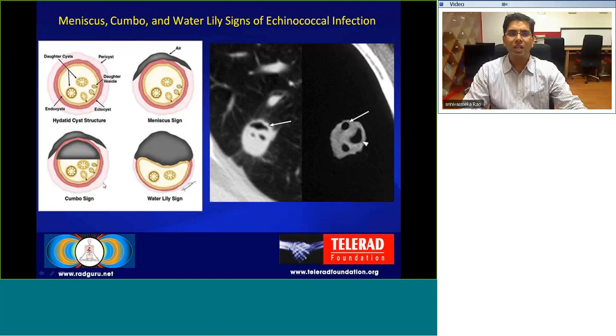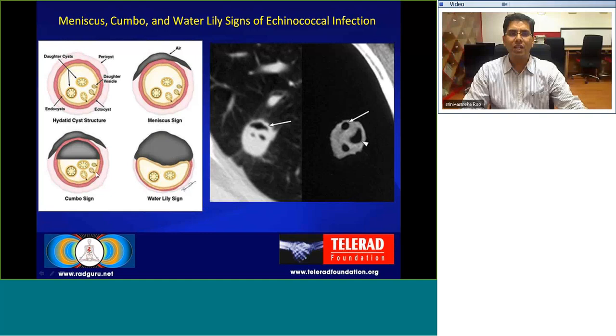That's a meniscus sign, and then this is followed by, as the disease progresses, the air can dissect into the ectocyst area, which will give rise to the Cumbo sign, also called the onion peel sign. You can see this is the air crescent, and you have other nodules in the endocyst region that give rise to that appearance.